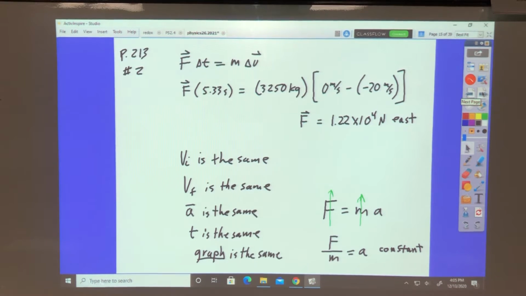Okay, number 3. A 2,500 kilogram car traveling to the north, we'll call that positive, slowed down from an initial velocity of 20 meters per second by a 6,250 Newton braking force opposite. Answer the following questions. What's the car's velocity after 2.5 seconds?